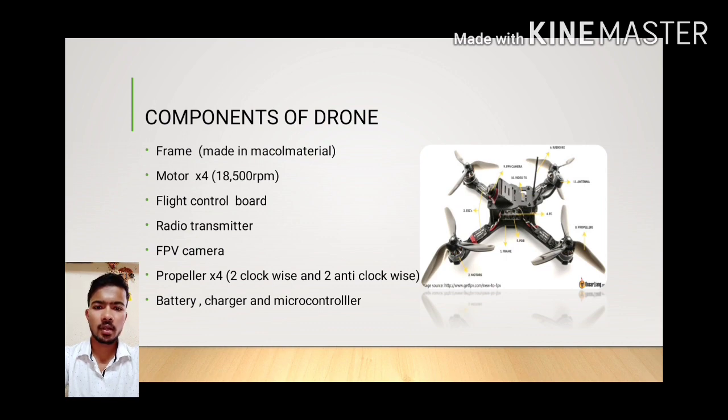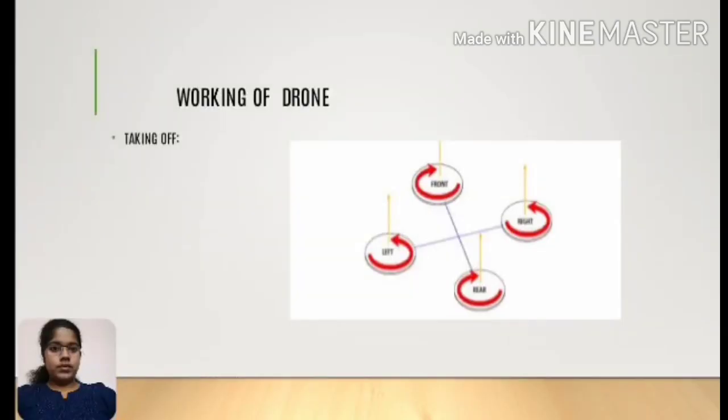Propellers are used to generate the thrust and torque to keep the drone flying, and also to give a much better experience with high speed. Batteries are used as a source of power. Mainly lithium ion batteries are used.